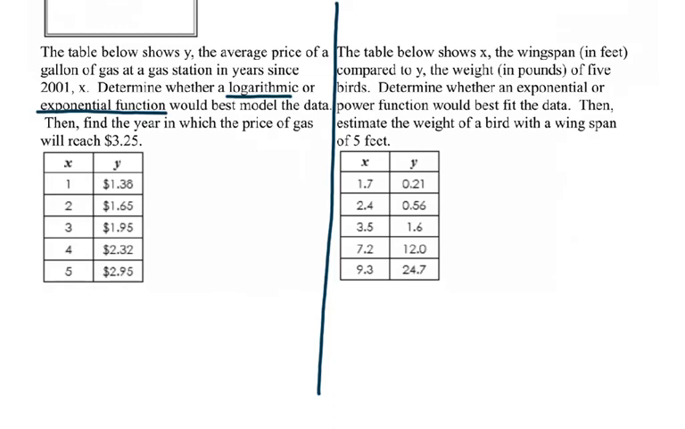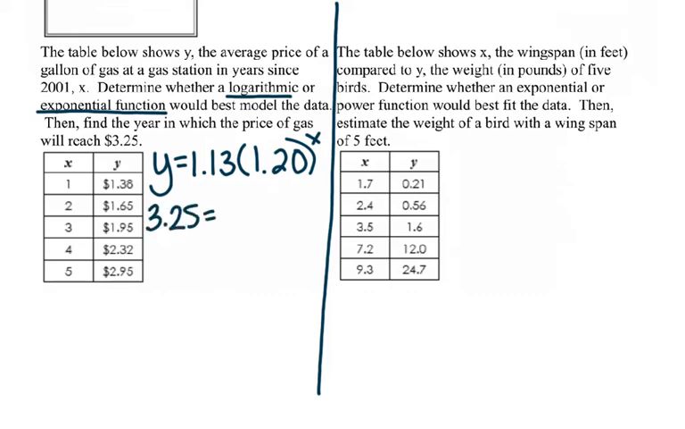Okay, so you should have found that exponential was the best fit model. So we're going to use the exponential one. Alright, and now we're going to find the year in which the price of gas will reach 3.25. So remember, y is your price of gas. I'm going to replace y with 3.25. What the heck am I writing?